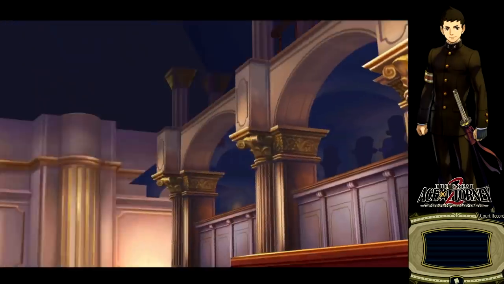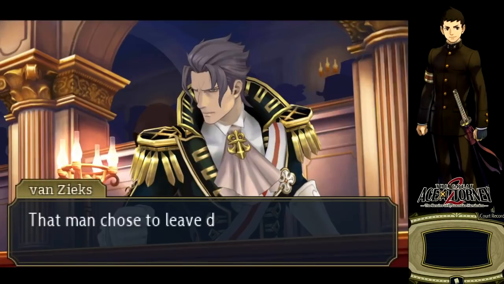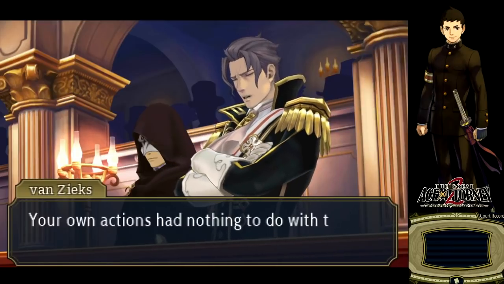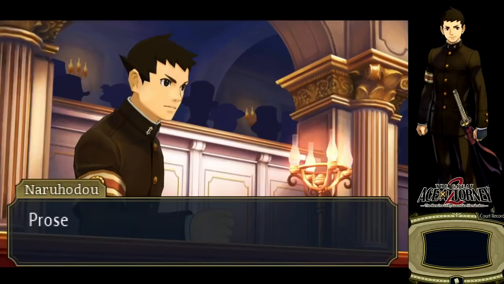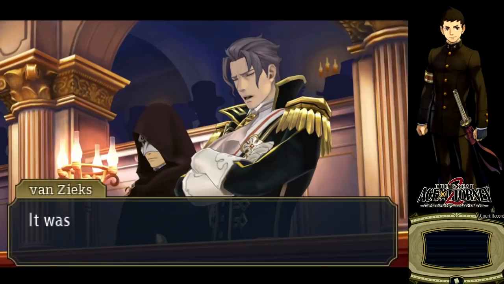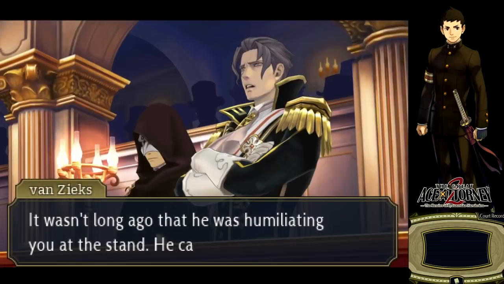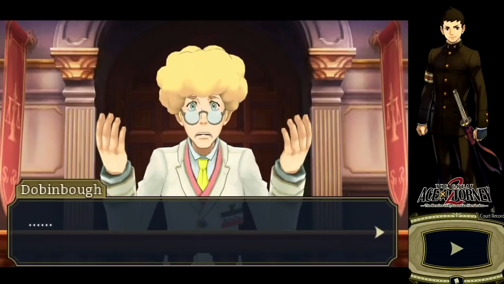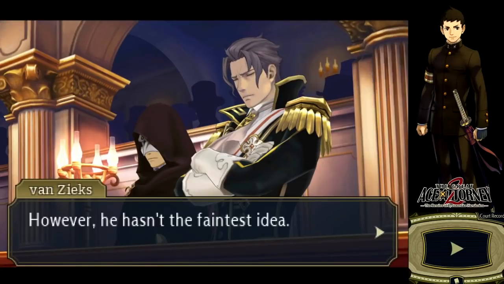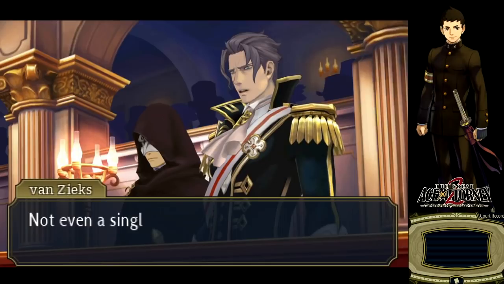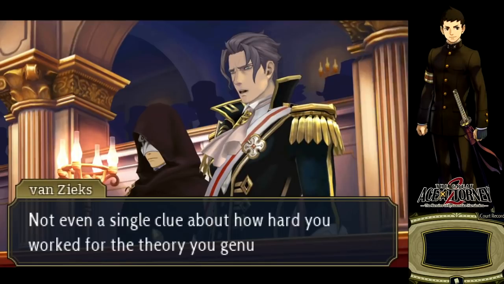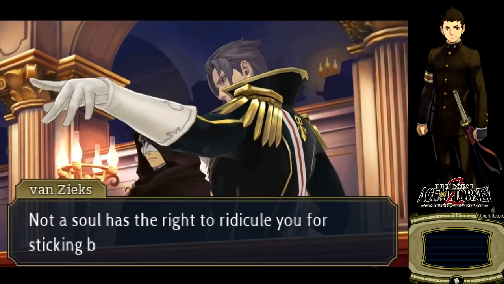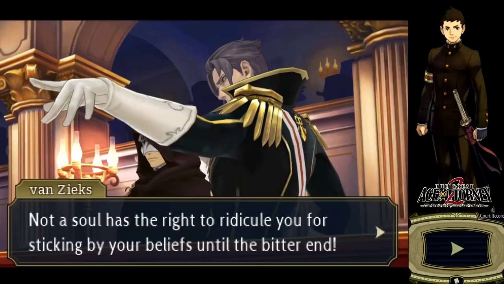Defendant, you are mistaken. What? That man chose to leave desolation in his wake, and his path just so happened to cross yours. Your own actions had nothing to do with that man's doings. Prosecutor Van Zieks. He's being a friend. It wasn't long ago that he was humiliating you at the stand. He called you talentless. But is he wrong? However, he hasn't the faintest idea. Not even a single clue about how hard you worked for that theory you genuinely believed in. Not a soul has the right to ridicule you for sticking by your beliefs until the bitter end.